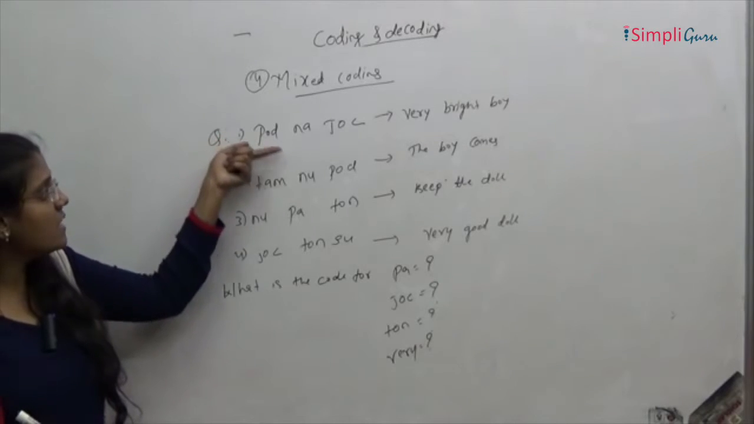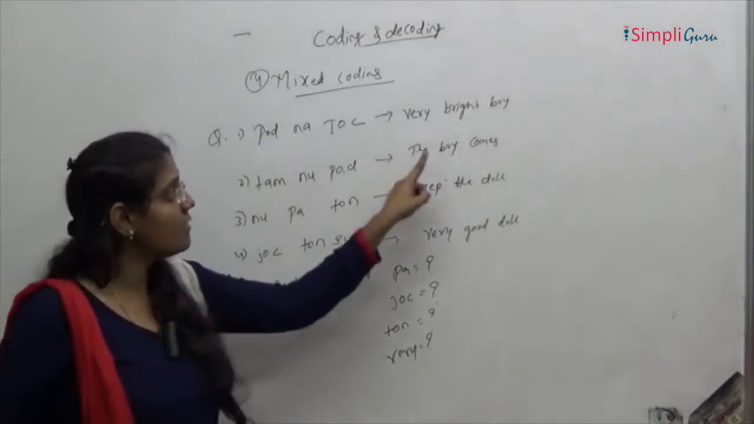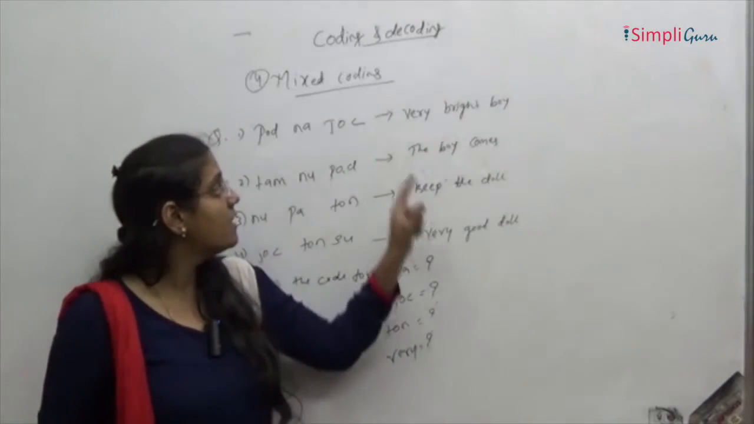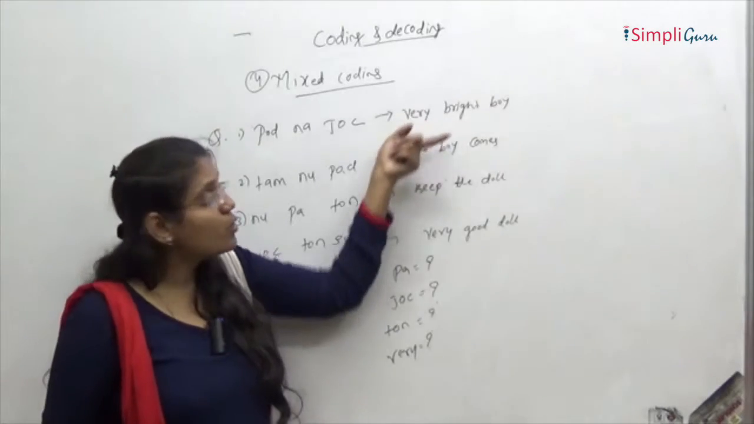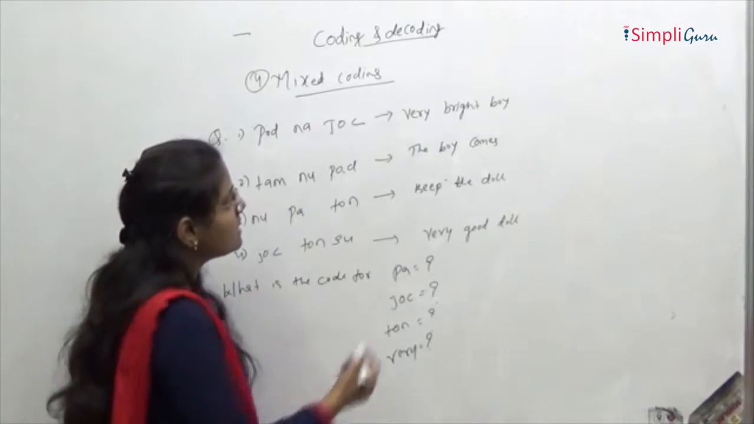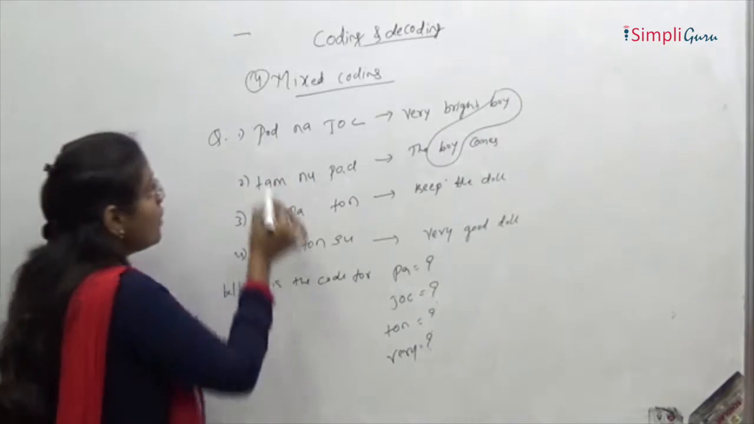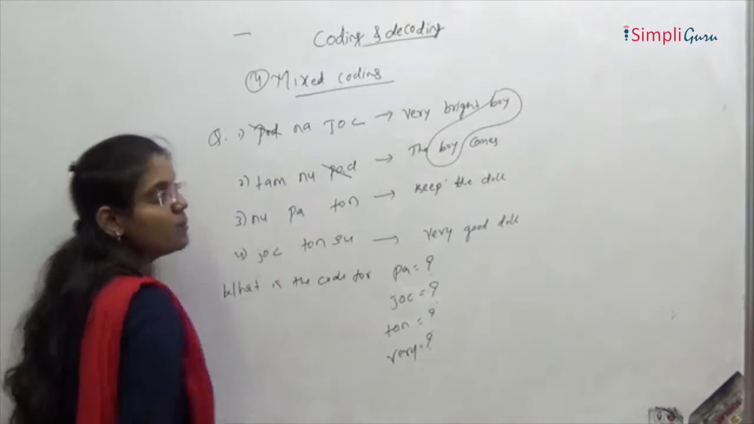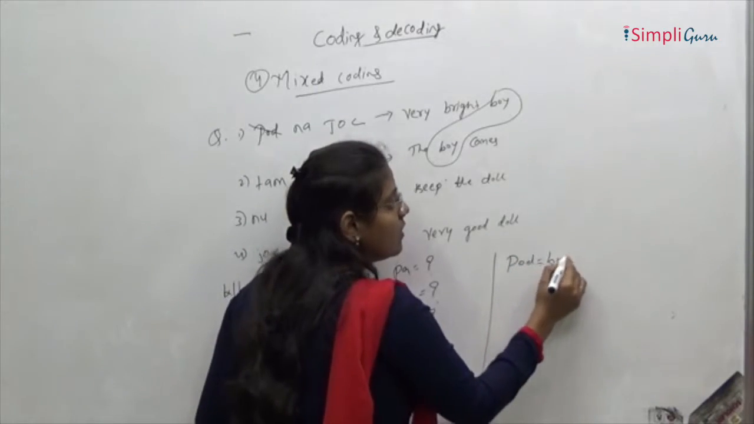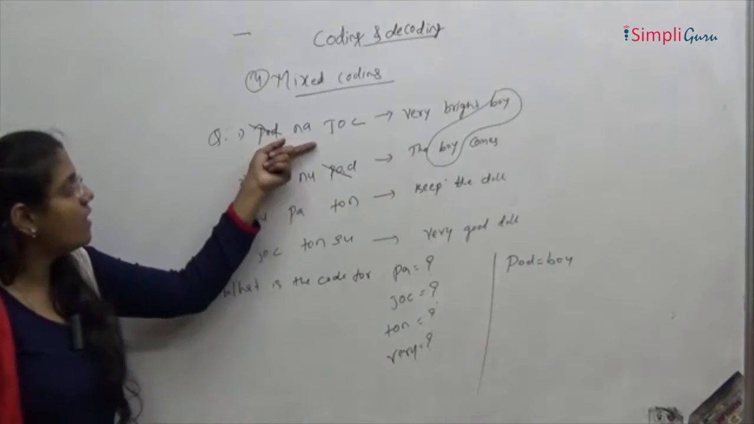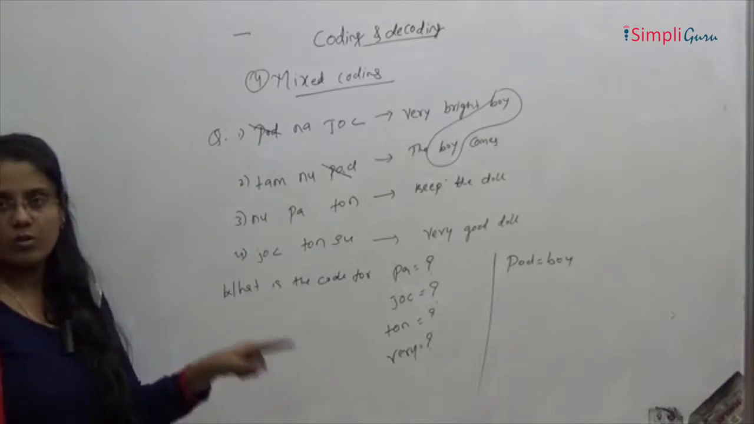Pod is there in the first statement and the second statement, correct? Immediately come to the right hand side for the first and second statements. Is there any word repeating in both sentences? Yes, I have boy in the first and the second. So pod will be coded with boy. Now what about na? Is na present in any other case? No, na is not present elsewhere.